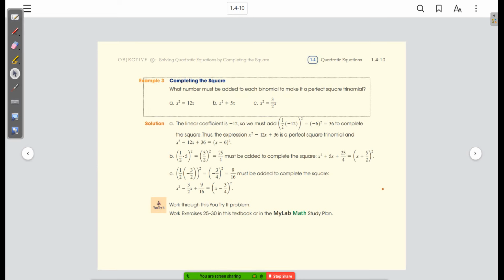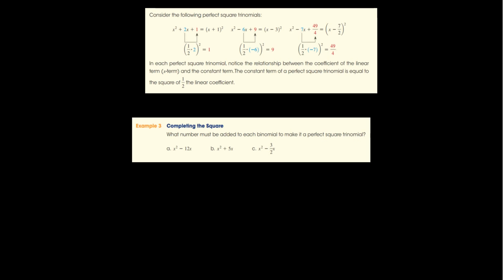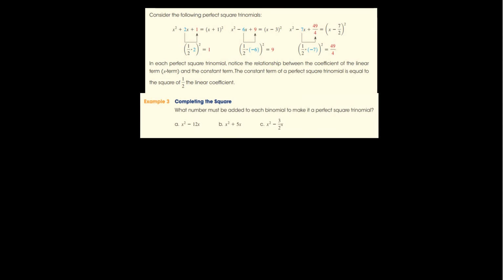So let us look at some. I'm just going to put on the current page. Yeah, we'll do here. Okay, so A would say, what is half of negative 12? Well, that's negative 6. What is negative 6 quantity squared? That's 36. So we would add 36.